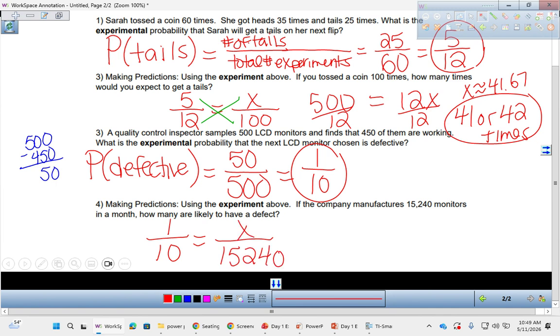And I'll call the top X because that's what I don't know. And now it's a proportion. And to solve a proportion, you cross multiply. So I'm going to do this. So 1 times 15,240 and 10 times X.